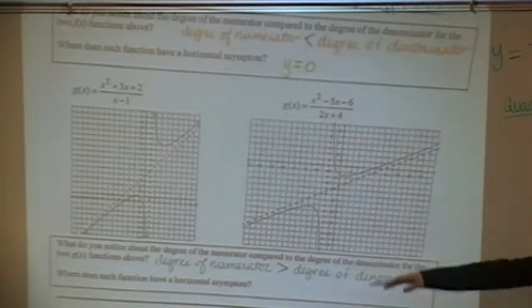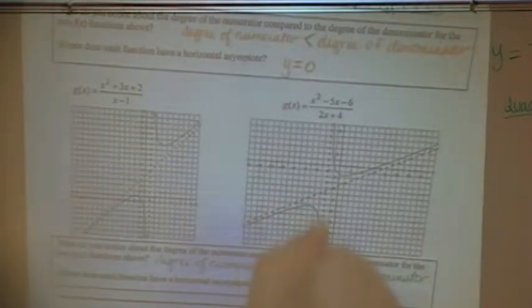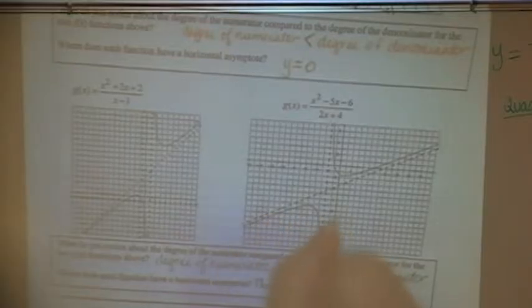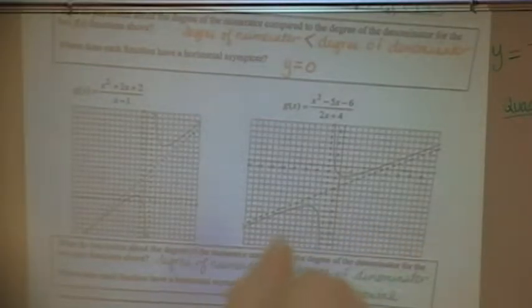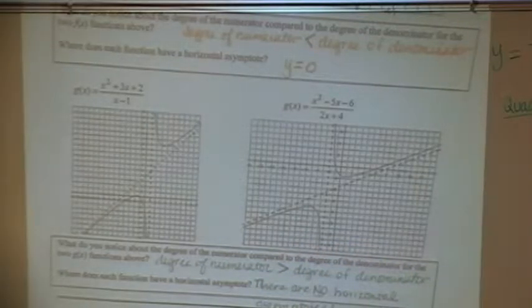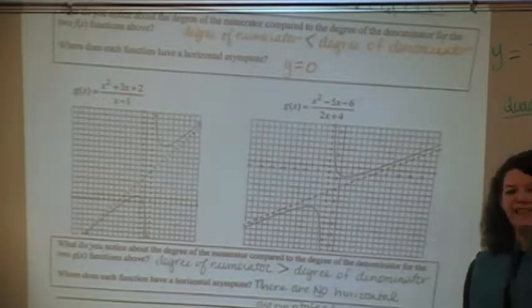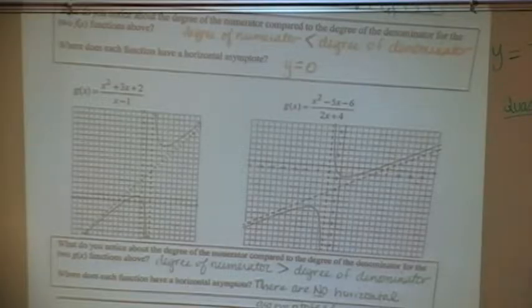There's no horizontal asymptote. Now, is there a vertical asymptote? Yes. And there's another asymptote. It's slanted. It's called a slant asymptote. But it is not horizontal.